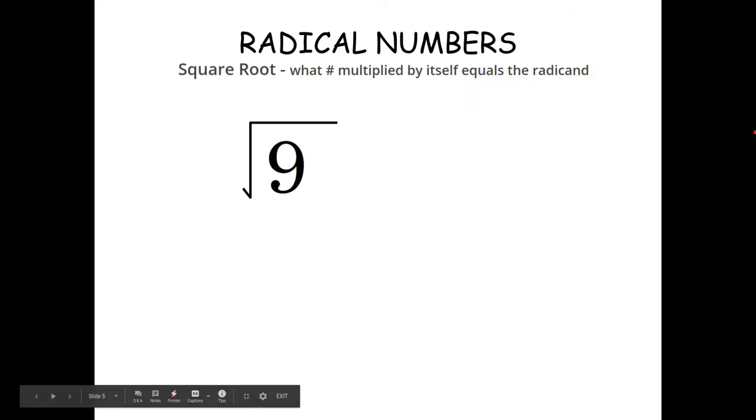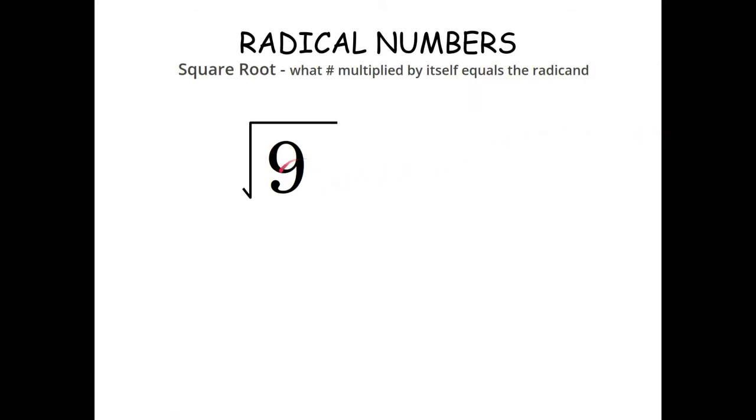Square root of 9. Again, the 9 is a radicand. This is a radical symbol, saying square root. So the square root of 9 means one number multiplied by itself is equal to 9. The answer is therefore 3. Right? 3 times itself is equal to 9. 3 times 3 is 9.